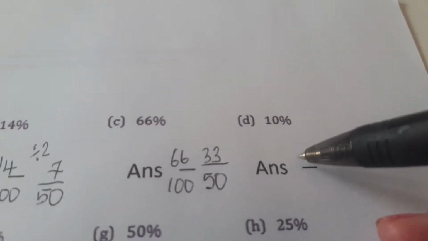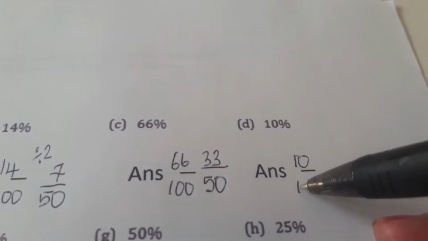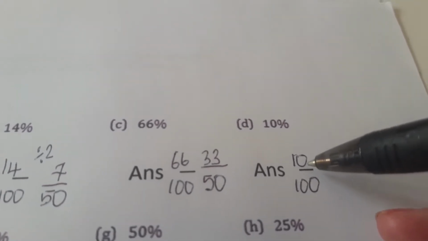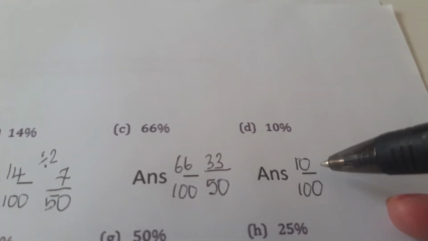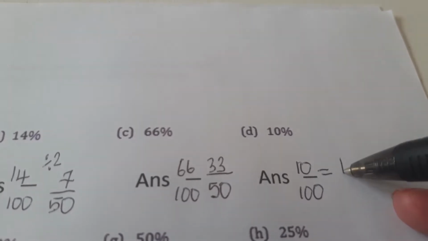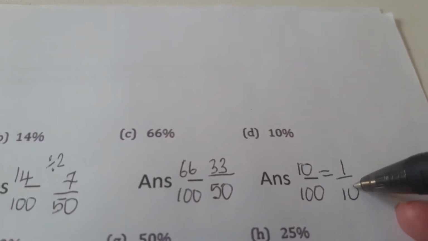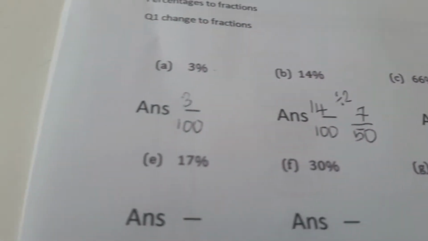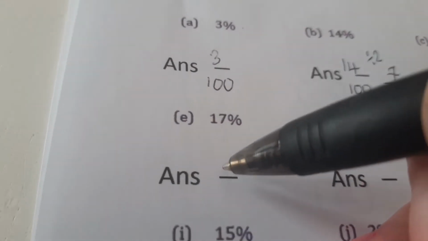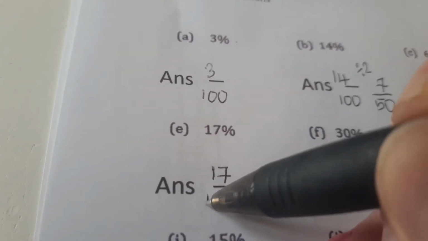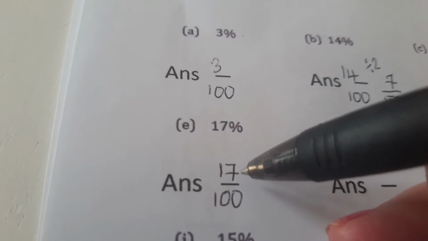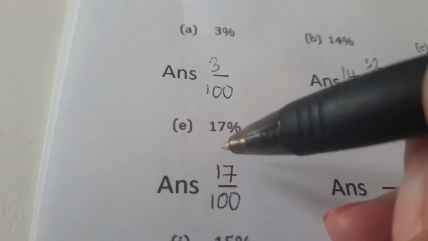So now we have 10%. 10 over 100. Now because they both end in a 0, you know that 10 will divide in. So 10 into 10 goes 1. 10 into 100 goes 10. 17. So that's 17 over 100. Now nothing goes into 17, so you can't cancel that one.